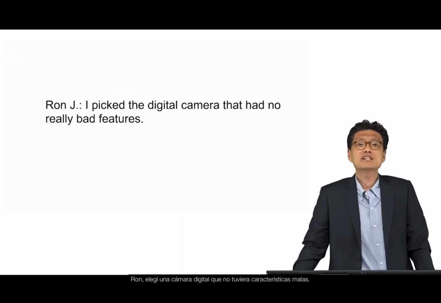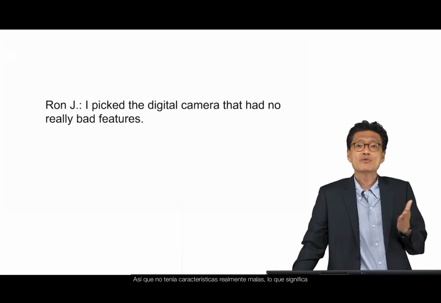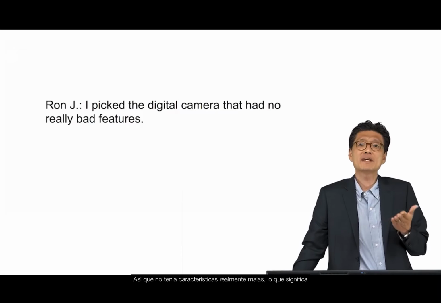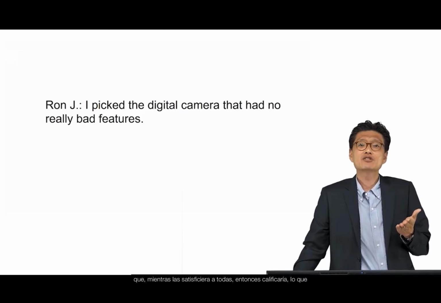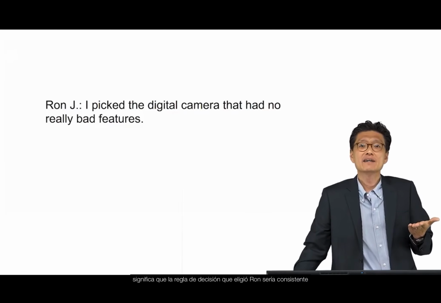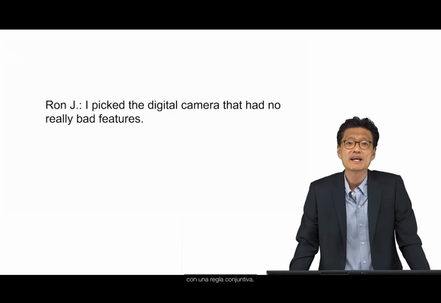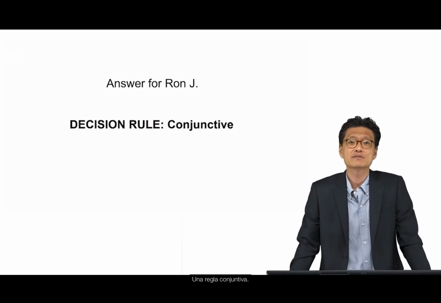Ron: I picked a digital camera that had no really bad features. So that had no really bad features, which means that, as long as it satisfied all of them, then it would qualify, which means that the decision rule that Ron chose would be consistent with a conjunctive rule.